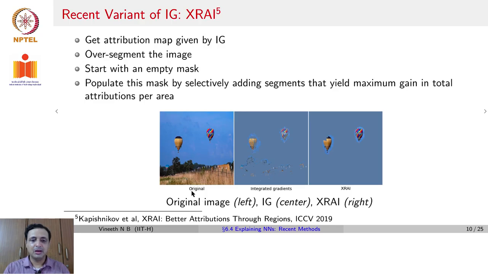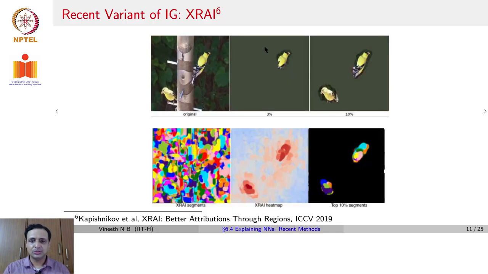Let's see a couple of examples here. So here you see an original image. Integrated gradients does give you a region around those hot air balloons. You also get a few other places with some gradient. But by doing XRAI, you get a fairly neater presentation of which aspects or which regions of the image were responsible for these objects to be called hot air balloons. Let's see another example. So here is an original image, and as you keep adding 3% of segments, 10% of segments, you see that more and more objects keep getting added.